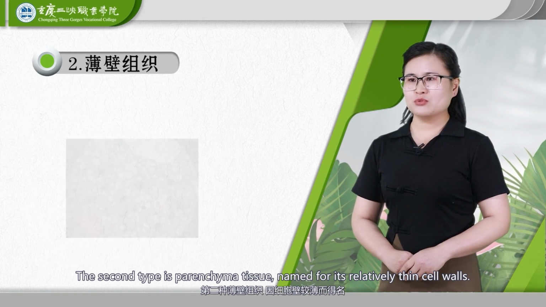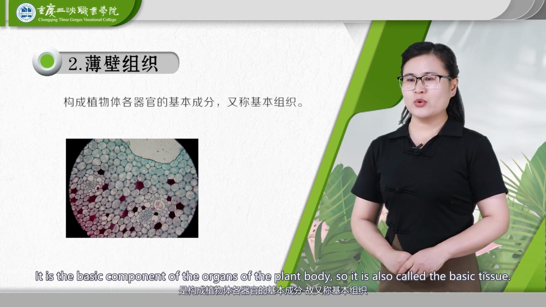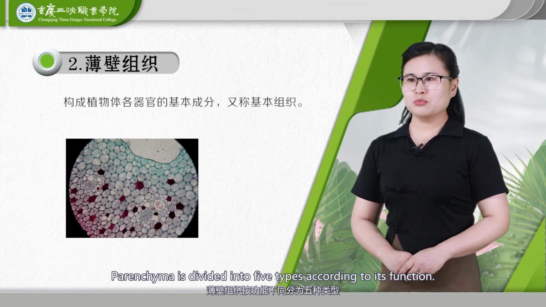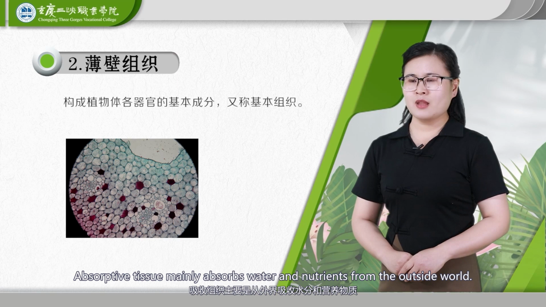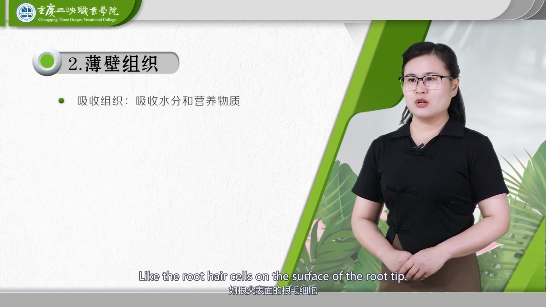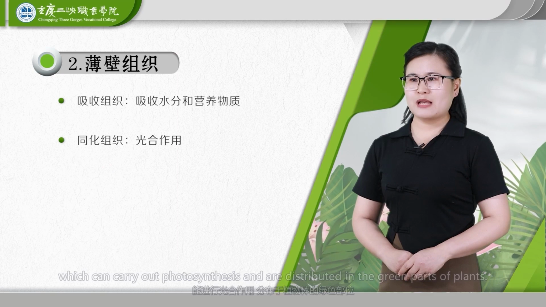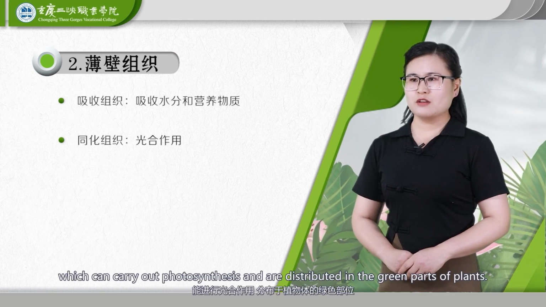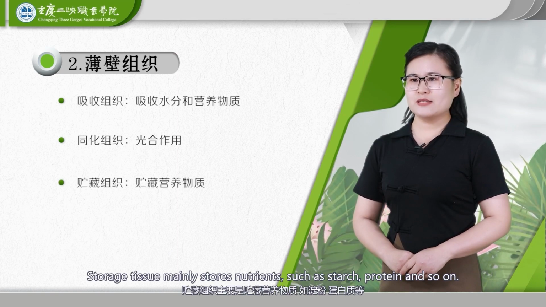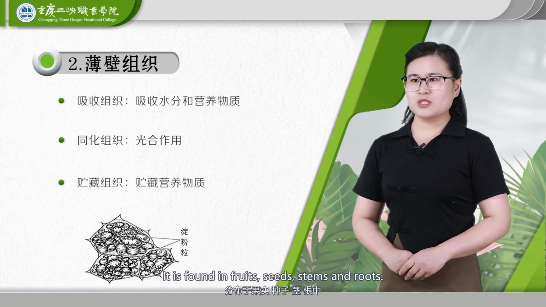The second type is parenchyma tissue, named for its relatively thin cell walls. It is the basic component of the organs of the plant body, so it is also called the basic tissue. Parenchyma is divided into 5 types according to its function. Absorptive tissue mainly absorbs water and nutrients from the outside world, like the root hair cells on the surface of the root tip. Assimilatory tissue cells contain chloroplasts, which can carry out photosynthesis and are distributed in the green parts of plants. Storage tissue mainly stores nutrients, such as starch, protein, and so on. It is found in fruits, seeds, stems, and roots.